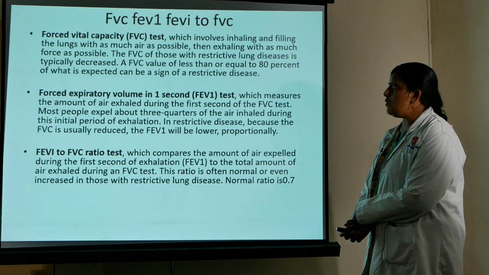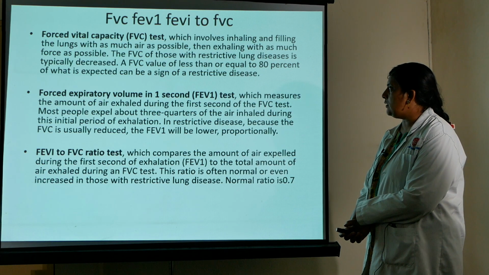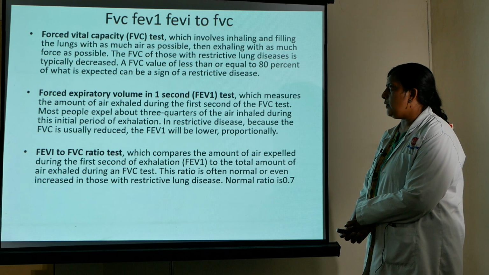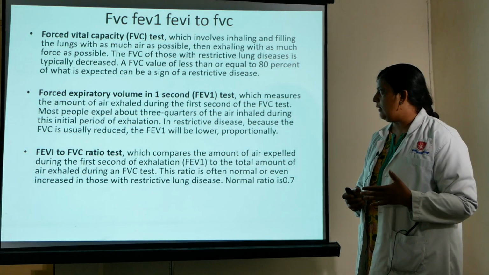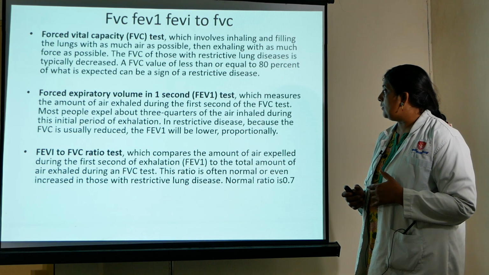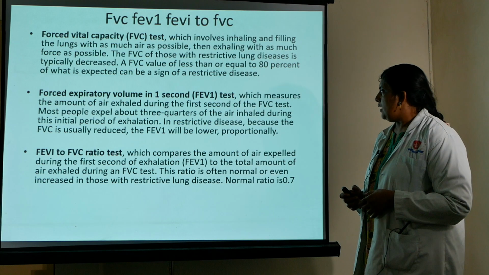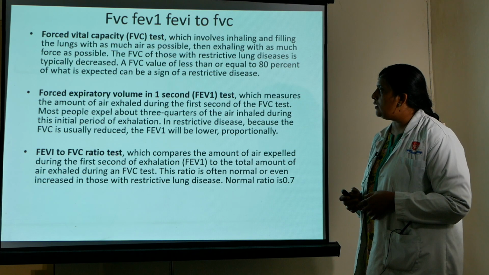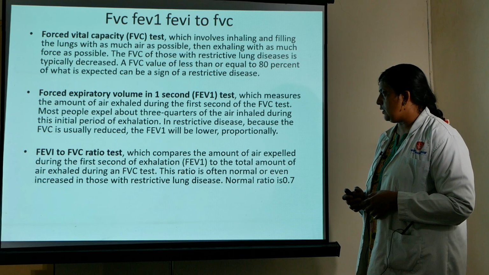Now coming to forced expiratory volume in 1 second. It measures the amount of air exhaled during the first second of the FVC test. Most people expel about 3/4 of the air inhaled during the initial phase of exhalation. In restrictive disease, because the FVC is usually reduced, the FEV1 will be lower proportionately.